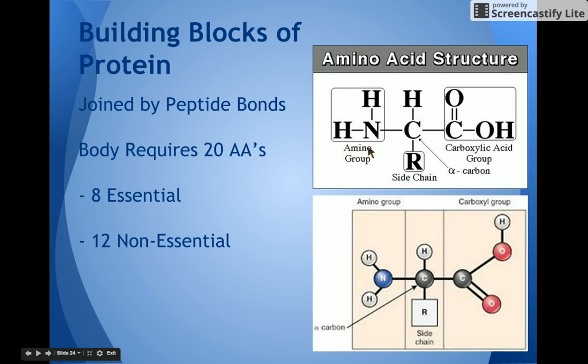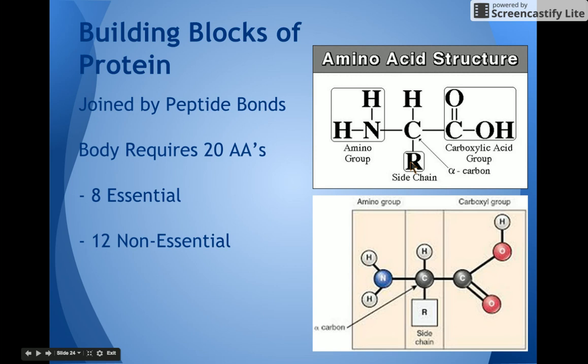So we have the amine group, which holds the nitrogen. We have the carboxylic group, which is the carbon component. We have an alpha carbon or a central carbon. And then we have a side chain. Basically, the R indicates another atom or molecular structure of some type that's attached to this central alpha carbon. And this could take the shape of anything. It could be huge, complex, it could be simple, lots of different things here.